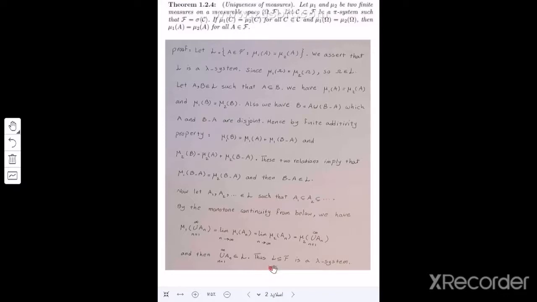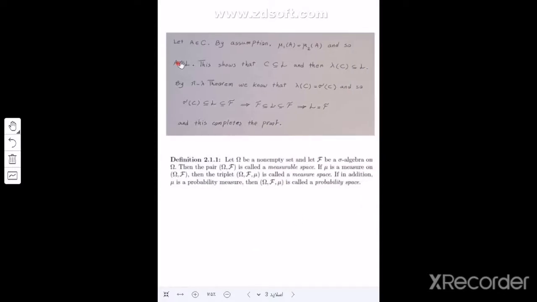Okay. Then we obtain that L with this definition is a lambda system, and we know that L is a subset of F. Let A be a member of C. By assumption, we know that mu1 of A equals mu2 of A for every member of C. We know that every A with this property is a member of L. So every A belonging to C belongs to L. So we obtain that C is a subset of L.